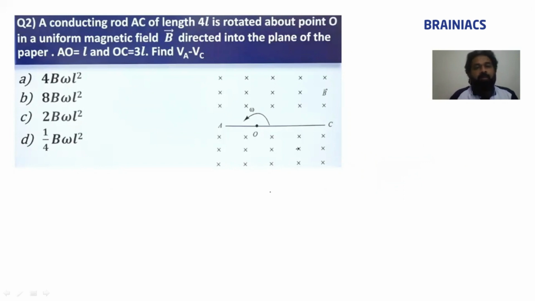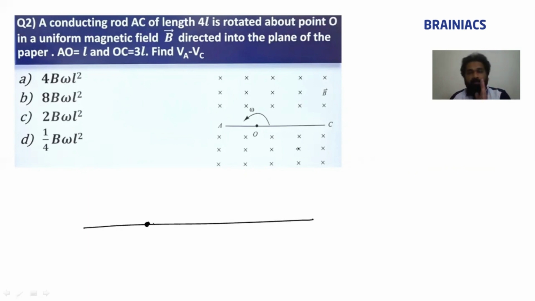So here, the problem is a conducting rod AC of length 4L rotated about point O in a uniform magnetic field B directed into the plane of paper. AO is L, OC is 3L. Now, VA minus VC.